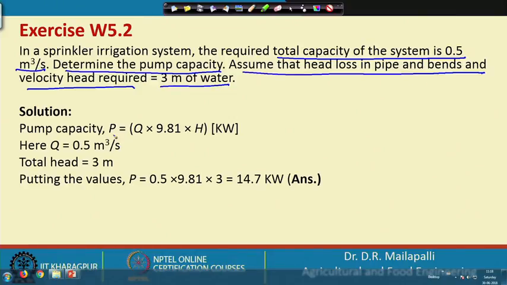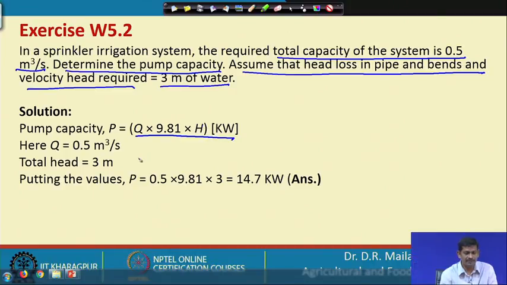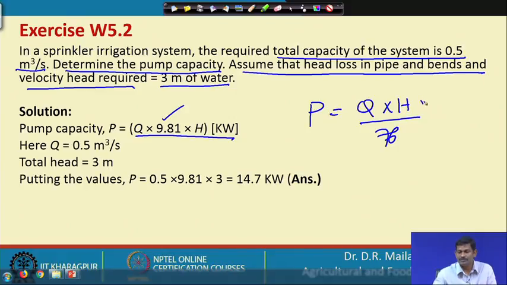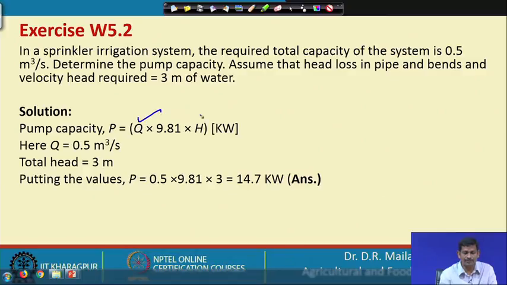The pump capacity P is equal to Q into 9.81 into H, in kilowatts. The power P is equal to Q into H. The constants here, 9.81 or sometimes 76, sometimes gamma, unit weight, rho, all these things will come depending on the units you follow. In the general equation you have Q into H. Your pump capacity Q is in meter cube per second, H in meters. Put these values directly and you get 14.7 kilowatts. All values are given, just put the values.